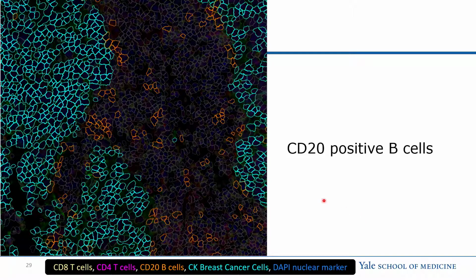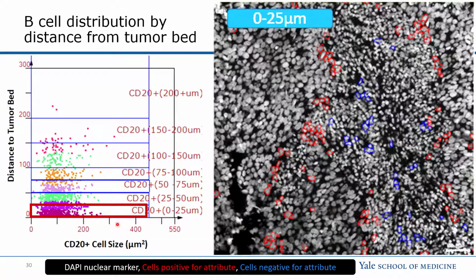And here I show an example field of view, just one field of view, where we show the CD20 positive cells, which are in orange, in relation to our tumor bed here, which is in green on all three sides, right? And in order to better visualize that, we constructed a scatter plot showing individual B cells as individual dots.